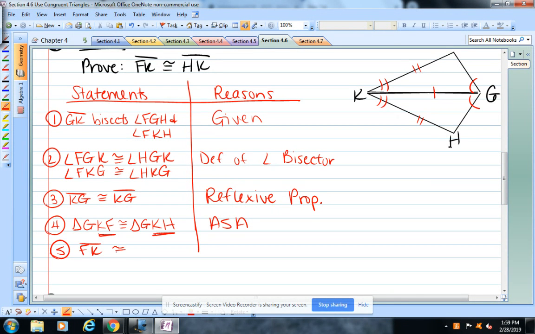And they have them in the other order. It's the same thing. It's symmetric, because of corresponding parts of congruent triangles are congruent. CPCTC.